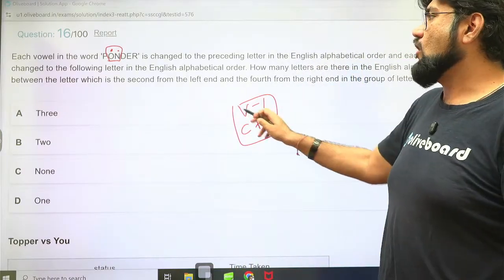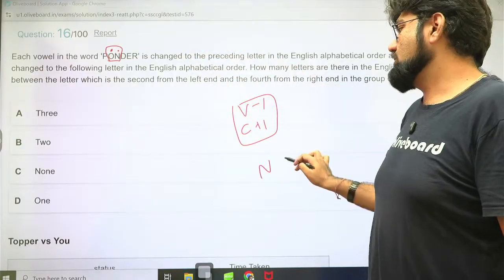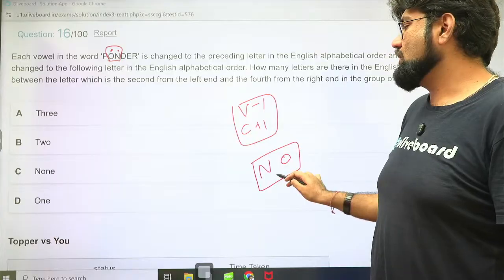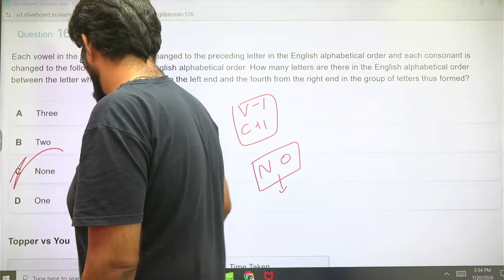So now it's a vowel, O is a vowel, so O -1 will become N, and N is a consonant, N +1 will become O. So between N and O, how many letters are in the English alphabet? None, 0. So option C is the correct answer. That is what they are looking for.